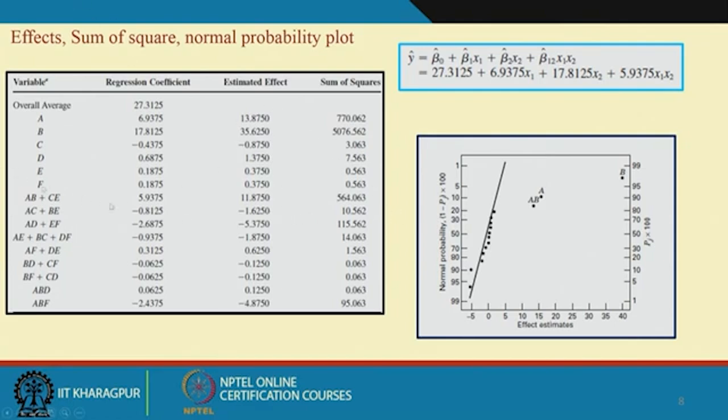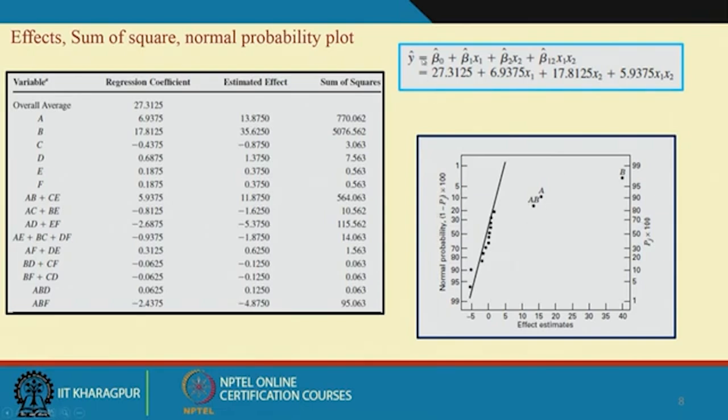Now, the same thing can be seen from the normal probability plot of the effects. If you do this, you see that all the other effects lie along the straight line, but only A, B and AB are away from the straight line. So these effects are different, or significantly higher, than the remaining effects.